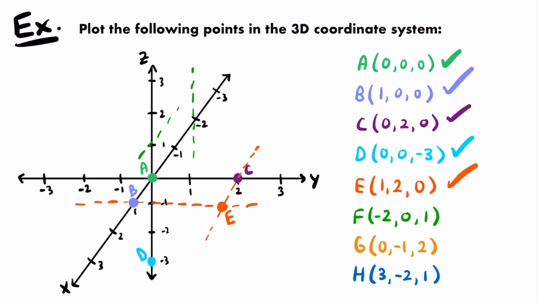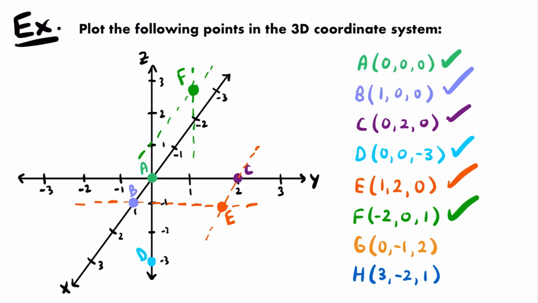And so that will look like that. And so where those two lines intersect is where our point F will be. That's point F. All right, so since we didn't have a y-coordinate, we could just draw some lines parallel to our x and z axis that cross through the respective x and z coordinates.